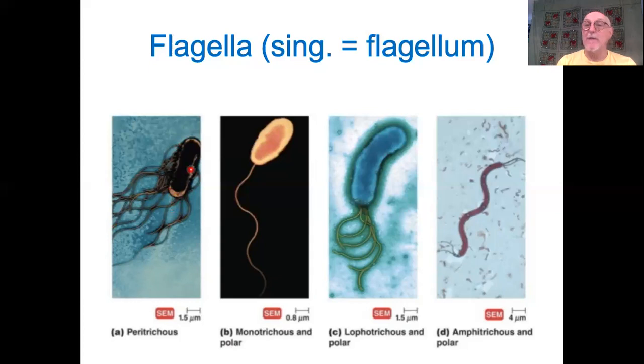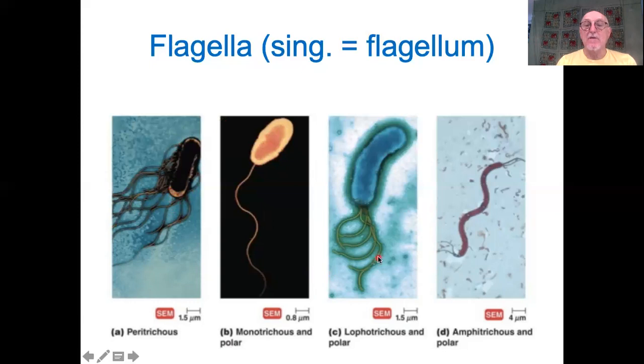Peritrichous flagellation is when the flagella emerge from all over the cell, all around. This here is called monotrichous. Trichous means hair. So this is monotrichous, one hair. And here is the flagellum here, again, adopting this lazy S shape.